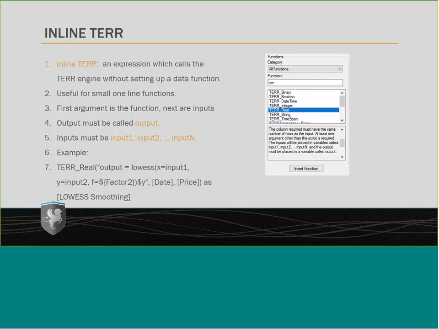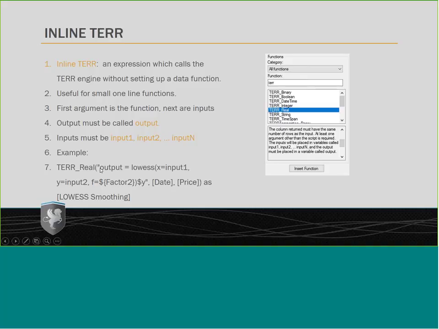Inline TERR is basically doing something very similar to a data function. It's running that same code. It's just doing it on a smaller level. So anytime you might have a piece of quick code, a one-line function, and you don't really need the data to come out, you just want it to come out in your visual, Inline TERR would be your guy. You can do it straight from a visualization, you know, custom expression.